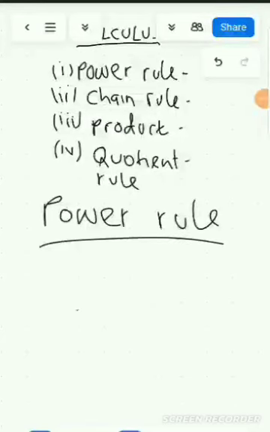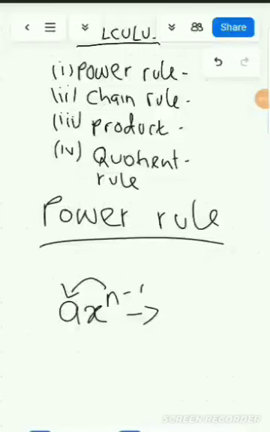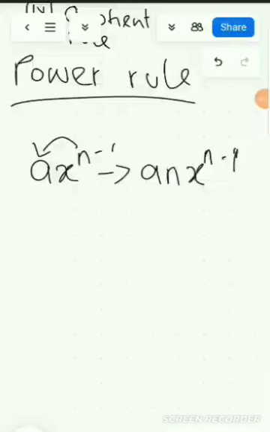So when we have an equation ax to the power n, how do we find the derivative of this? The derivative of this will simply be n, the power, multiplied by a. And then we subtract 1 from the power. Therefore, we will have a n x to the power n minus 1. So this is basically the power rule. We have differentiated this equation.